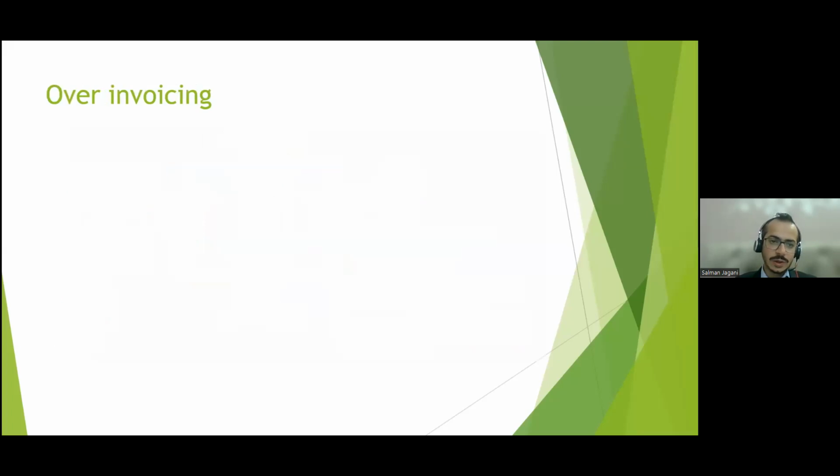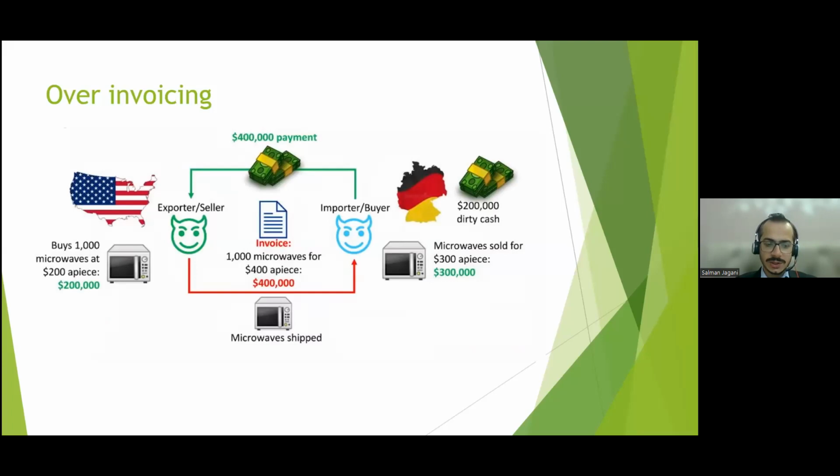Then we have over-invoicing, which is the vice versa of under-invoicing. The seller buys 100,000 microwaves at $200 a piece, but he invoices the importer for double, $400 a piece, which makes him $400,000. So here we see that the importer has to pay more but gets less. Here the exporter is receiving more money via the trade transaction, and in the previous case, under-invoicing, the importer is sending more money to the exporter via the trade transaction.